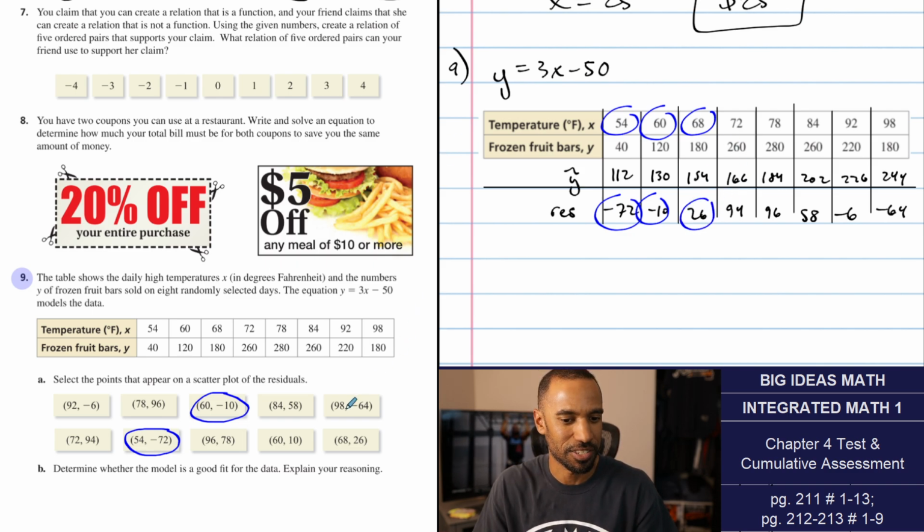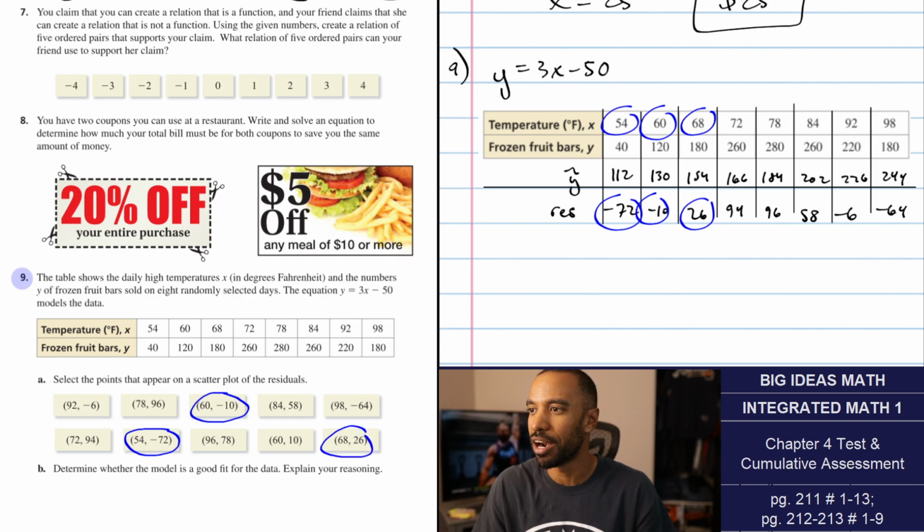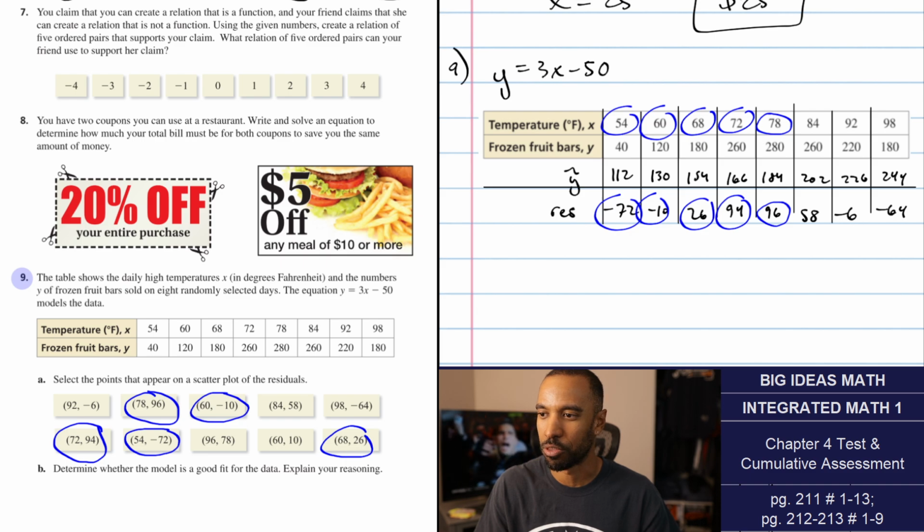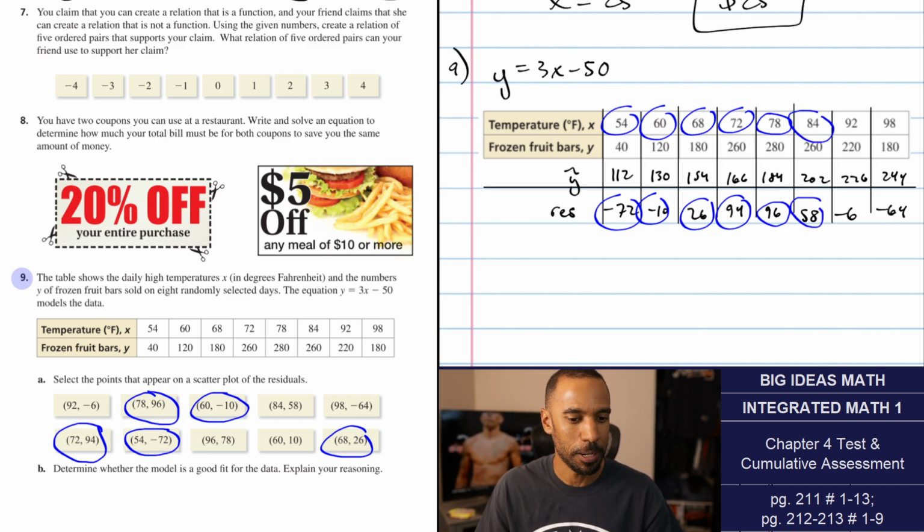68 and 26. That's on there. Maybe all of them are on there, and we're just not doing the ones that aren't, if that makes sense. 72 and 94. Yeah, I feel like they all should be on here. 78 and 96. Oh, yeah. Look at that mental math work. I used the calculator for the other parts. 84 and 58. So, okay, I guess 2 won't be on here.